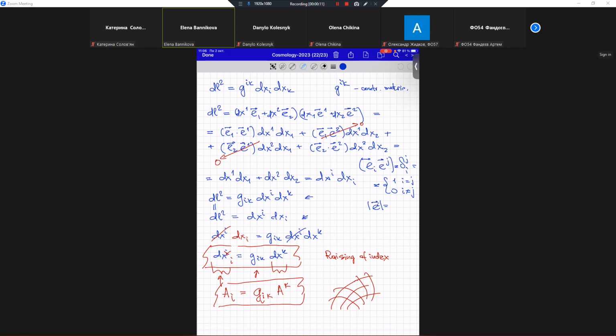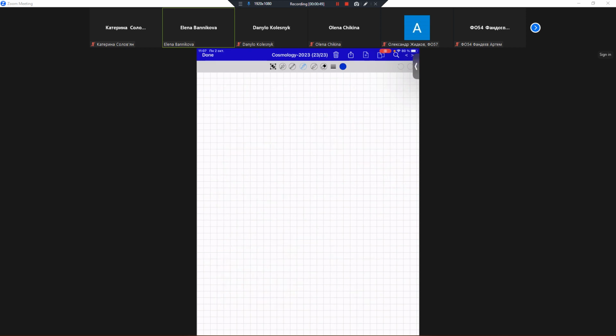Today we'll continue with investigations of tensors. We found yesterday some rule of raising of the tensor index. What I would like to tell you also. Okay, I just will see what we did. So just to remind.